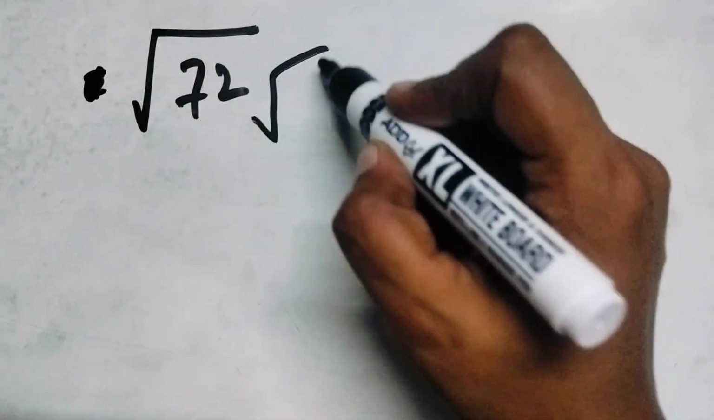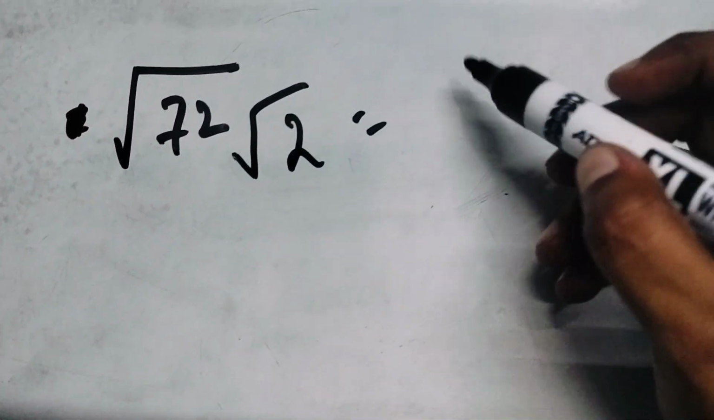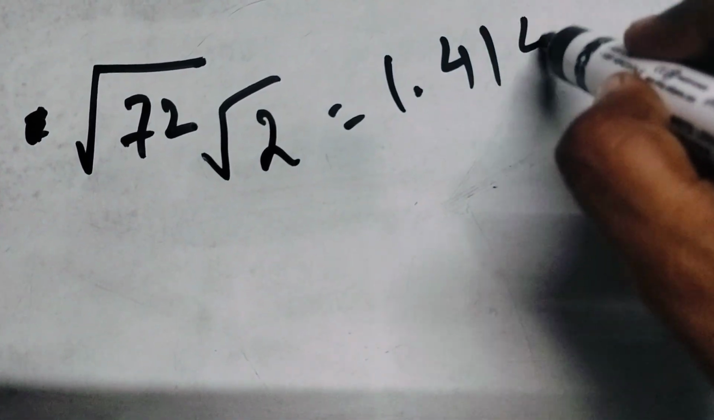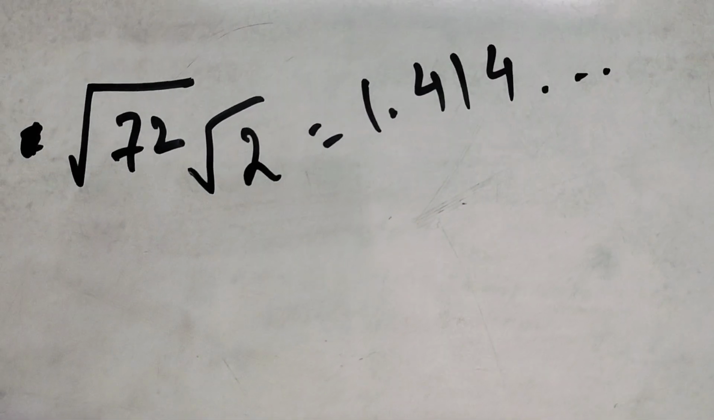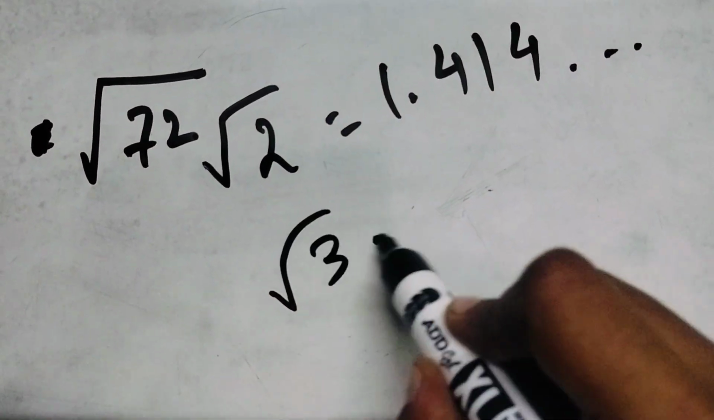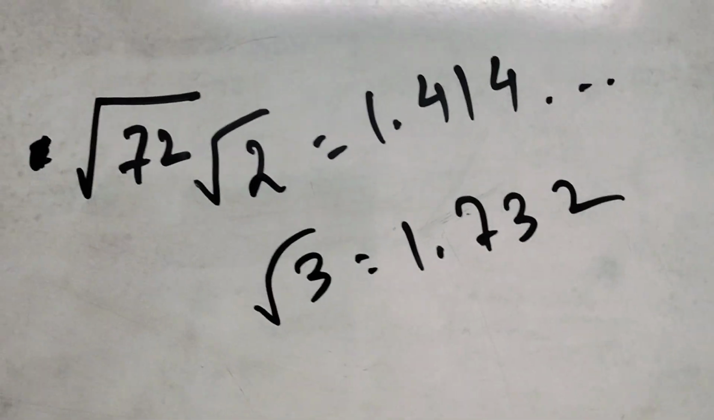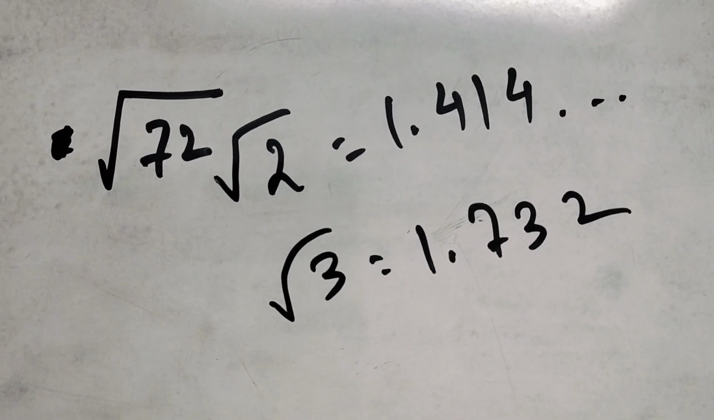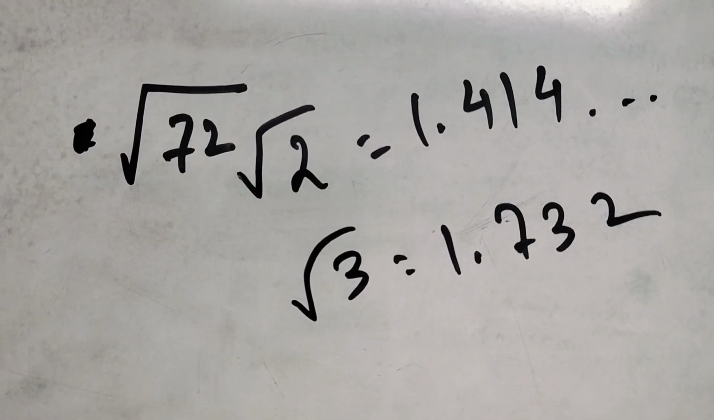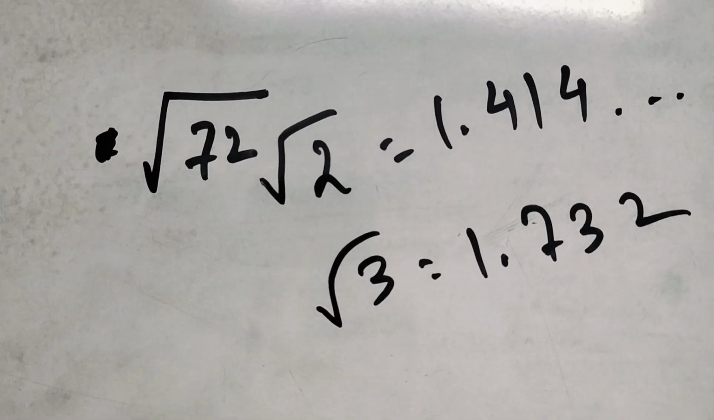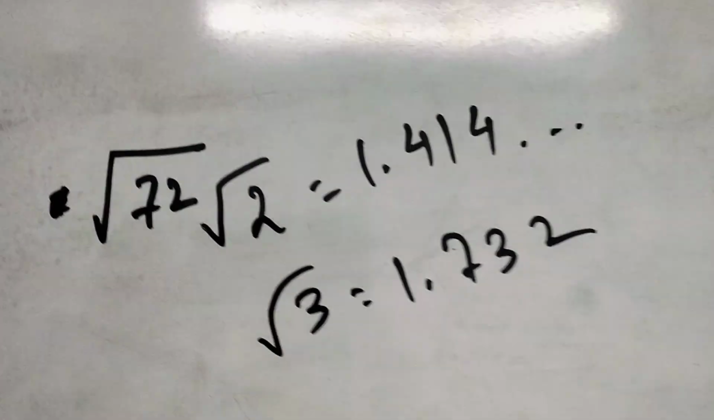Root 2 we know is a never-ending decimal, or a non-terminating decimal, which is 1.414 and so on. So it's not repeating. Similarly, root 3 is 1.732 and it goes on. There is no pattern, there is no repetition. So we call it non-terminating, non-repeating decimals, where non-terminating means it does not end.